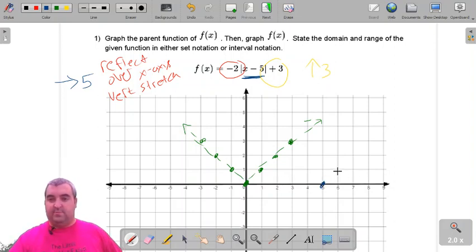And I know I did a lot of points, but do enough so you can actually see the graph and see the shape of the graph. So you may only want to do 3 points, maybe 5 points. I did 7, so that should be more than enough.